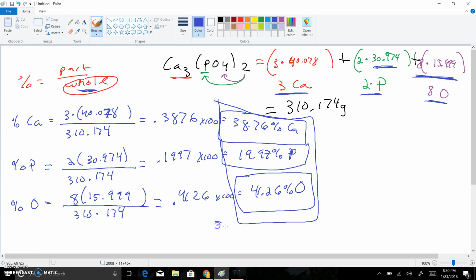To double check, you can always take all these numbers and add them up. If I take the 38.76 plus the 19.97, and 41.26, I actually get 99.99. You should get 100, but if you think about it, everything we did was rounding, because this decimal goes actually farther than that. And by that rounding, I actually kind of lost a little bit of a value. So it should add up to 100%. Sometimes it doesn't get exactly 100% because we did have to round at some point. But that's always a great double check. If you don't get something very, very close to 100%, you might have done something wrong.